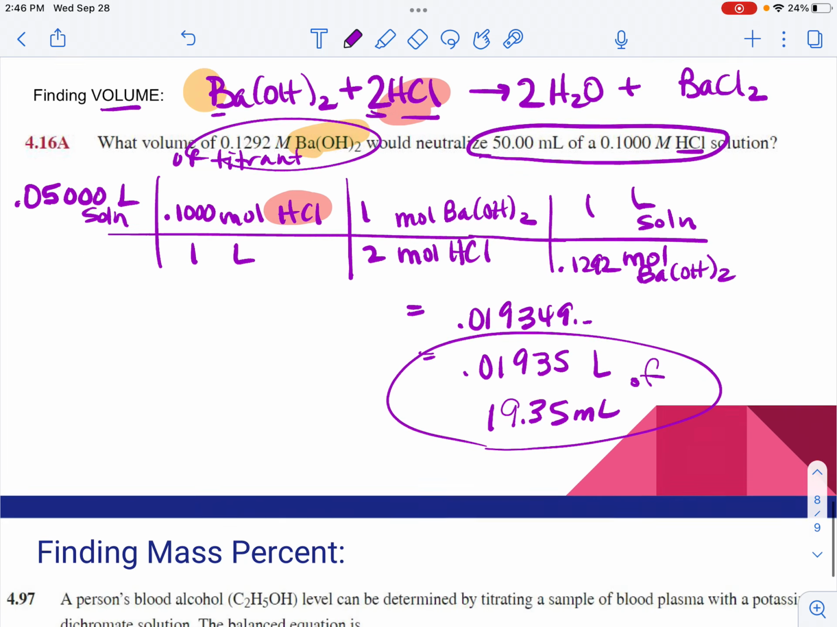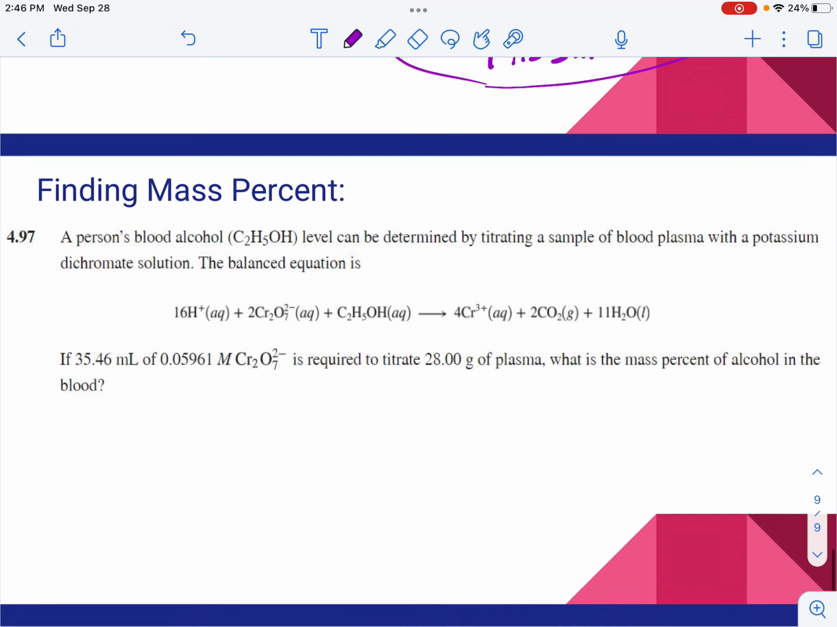Okay? All right, I want to do one more where you have to find mass percent, because this is actually how a lab would find blood alcohol percent. So take a second to copy the question and then restart the video.